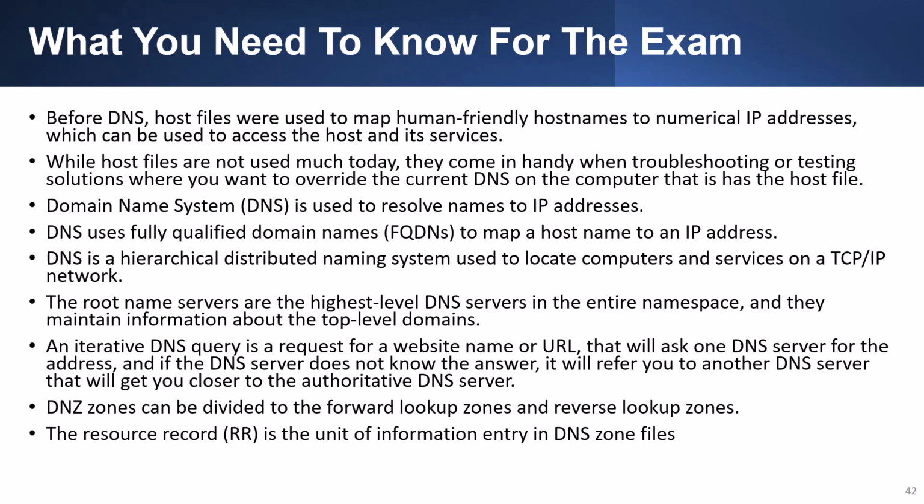An iterative DNS query is a request for a website name or URL that will ask one DNS server for the address, and if the DNS server does not know the answer, it will refer you to another DNS server that will get you closer to the authoritative DNS server. DNS zones can be divided into forward lookup zones and reverse lookup zones. The resource record, or RR, is a unit of information entry in the DNS zone files.